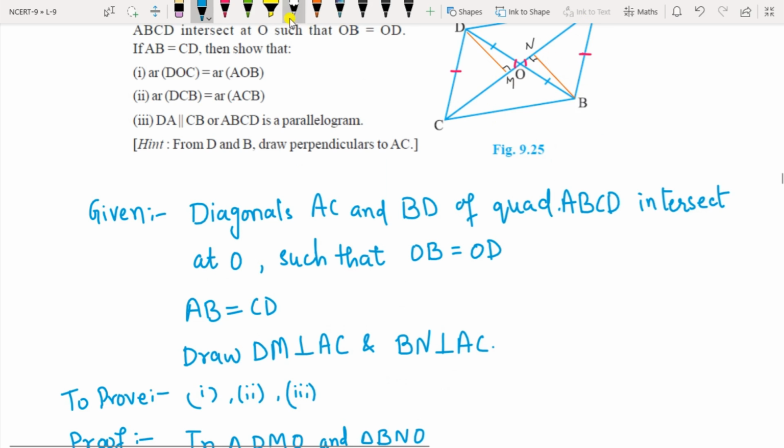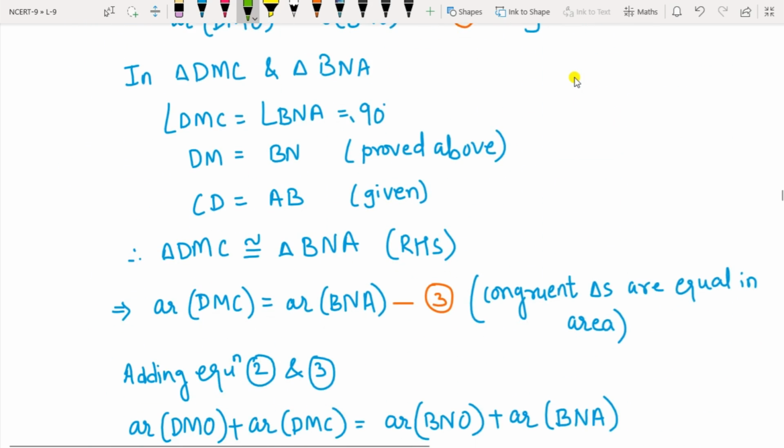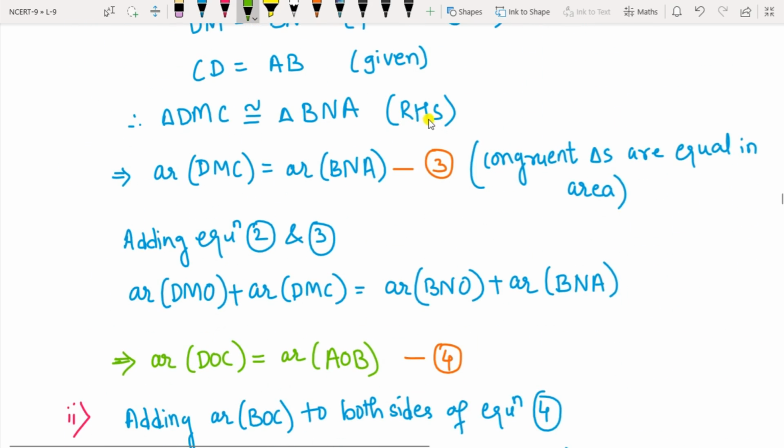Now in this one you have proved that this side is equal to this side. Here it is 90 degree in this case, here it is also 90 degree and this is given equal to this. Already it is given equal. Therefore, these two triangles are also equal, that is by RHS, and therefore area of DMC will be equal to area of BNA. That is your equation number 3. The reason is congruent triangles are equal in area. Since you have proved the triangles are congruent.